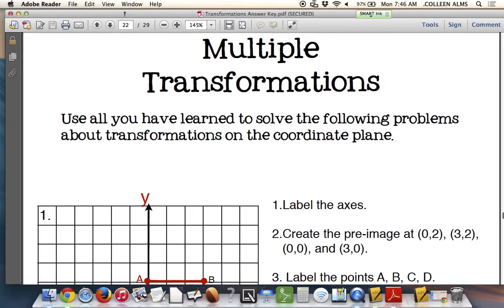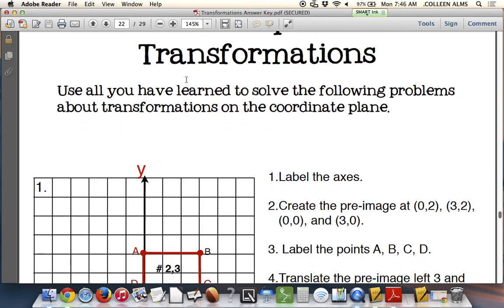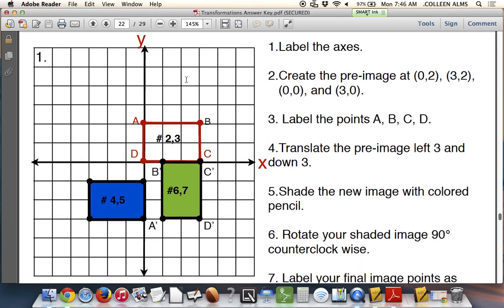All right, guys, we're going to first go over our homework from last week. Make sure that you pause if you need to look at it a little bit longer than I scroll. So if you need to pause now, you notice the red is the pre-image, and then obviously the translation is the blue, and then the green is the rotation.